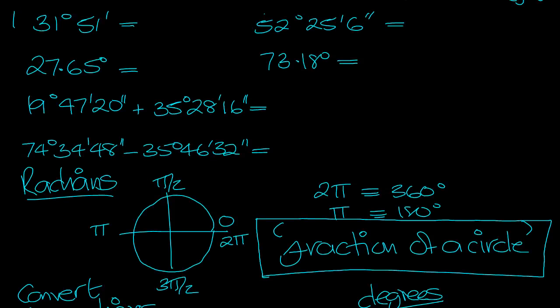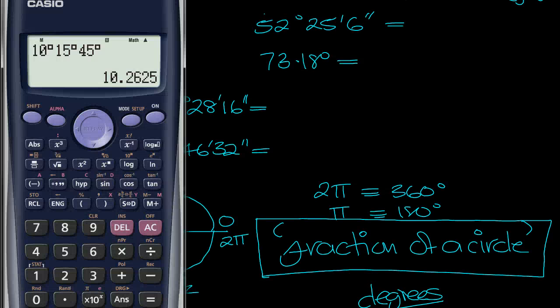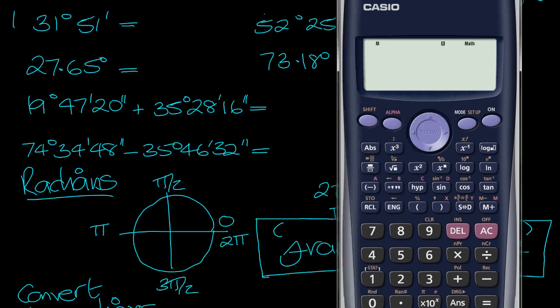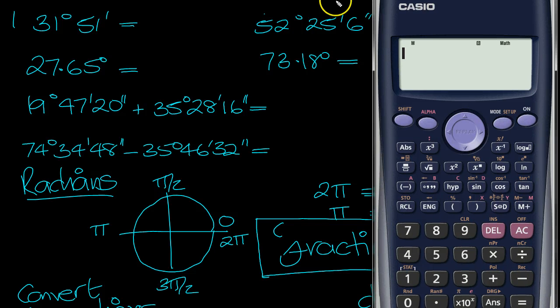Now we want to convert these. We're just going to use a calculator to do this rather than by hand because it's easier, and see how we do it. Let's have a look then. Let's do the first one. So we've got 31 degrees 51 minutes, and we want to convert it to decimal. If we go to decimal, we get 31.85.